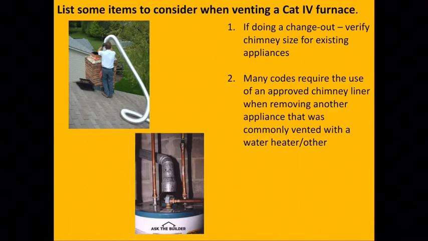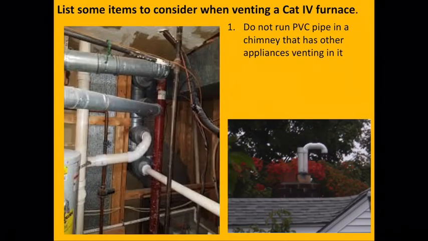A lot of the codes, certainly in the city of Green Bay, and there are even more other areas as well, will require you to use an approved chimney liner when you're removing an appliance and you're leaving a common vented water heater or some other appliance, because all of a sudden this existing vent system, this B-vent system, might be even too big for that application. And certainly a chimney. But a chimney liner is very appropriate in there as a repair.